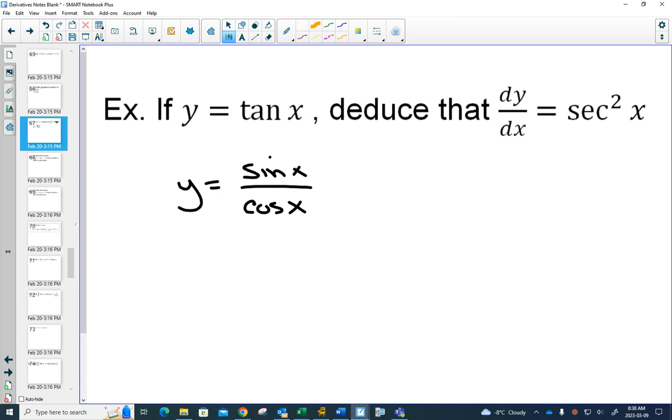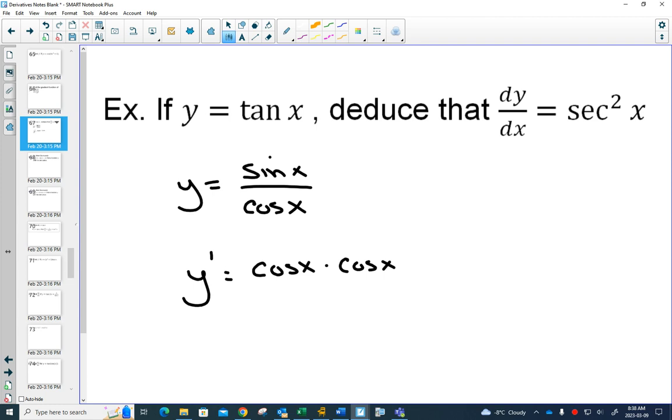Quotient rule says which one do we keep the same? Top or bottom? Bottom. Keep the bottom the same, times by the derivative of the top, and the derivative of sine is positive cos. Again, I always think about the graph of sine, because it gets worse when we have to work backwards, we have to rememorize the positives and negatives.